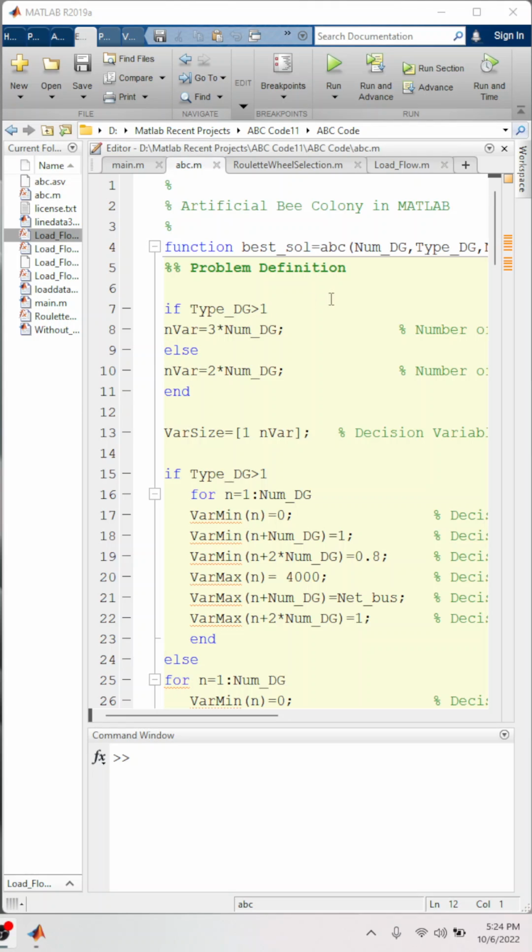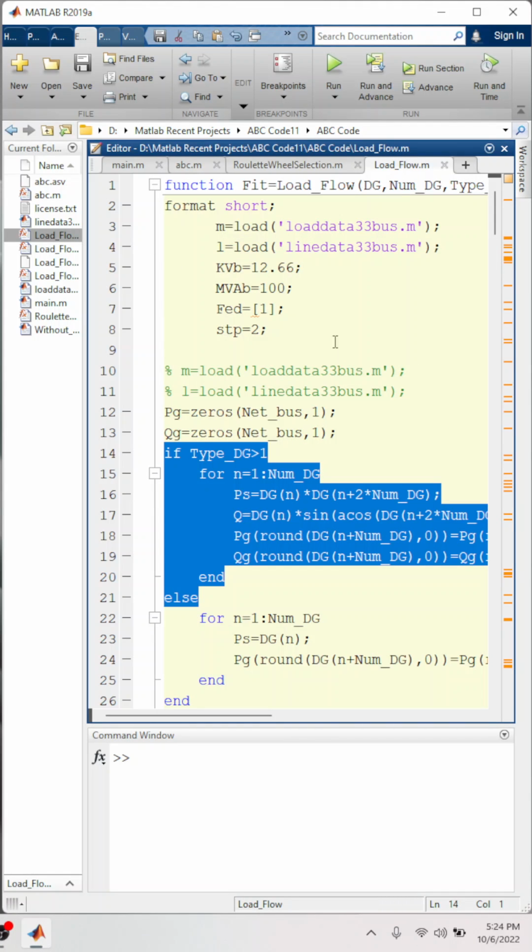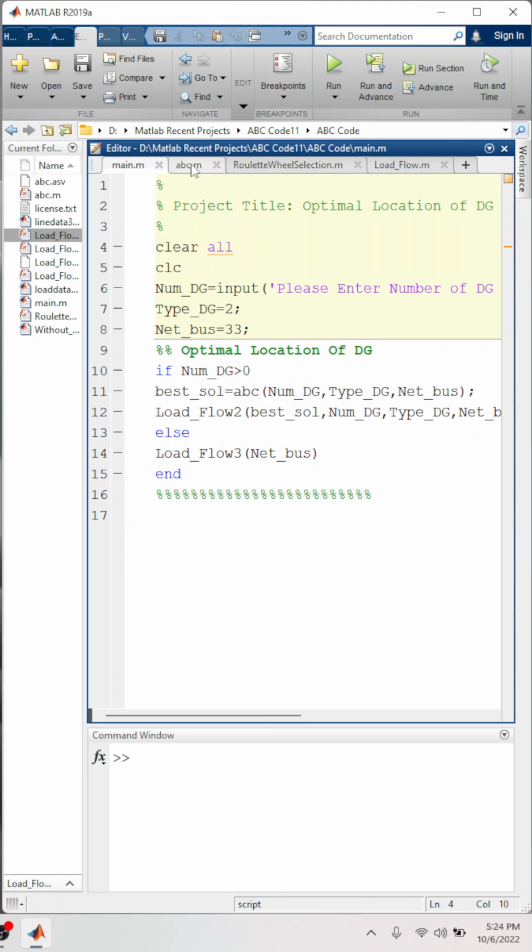In this simulation, the artificial bee colony algorithm is considered, while the load flow here is the backward-forward sweep load flow, and here is the injection for DG. So let's focus on the main loop for ABC.